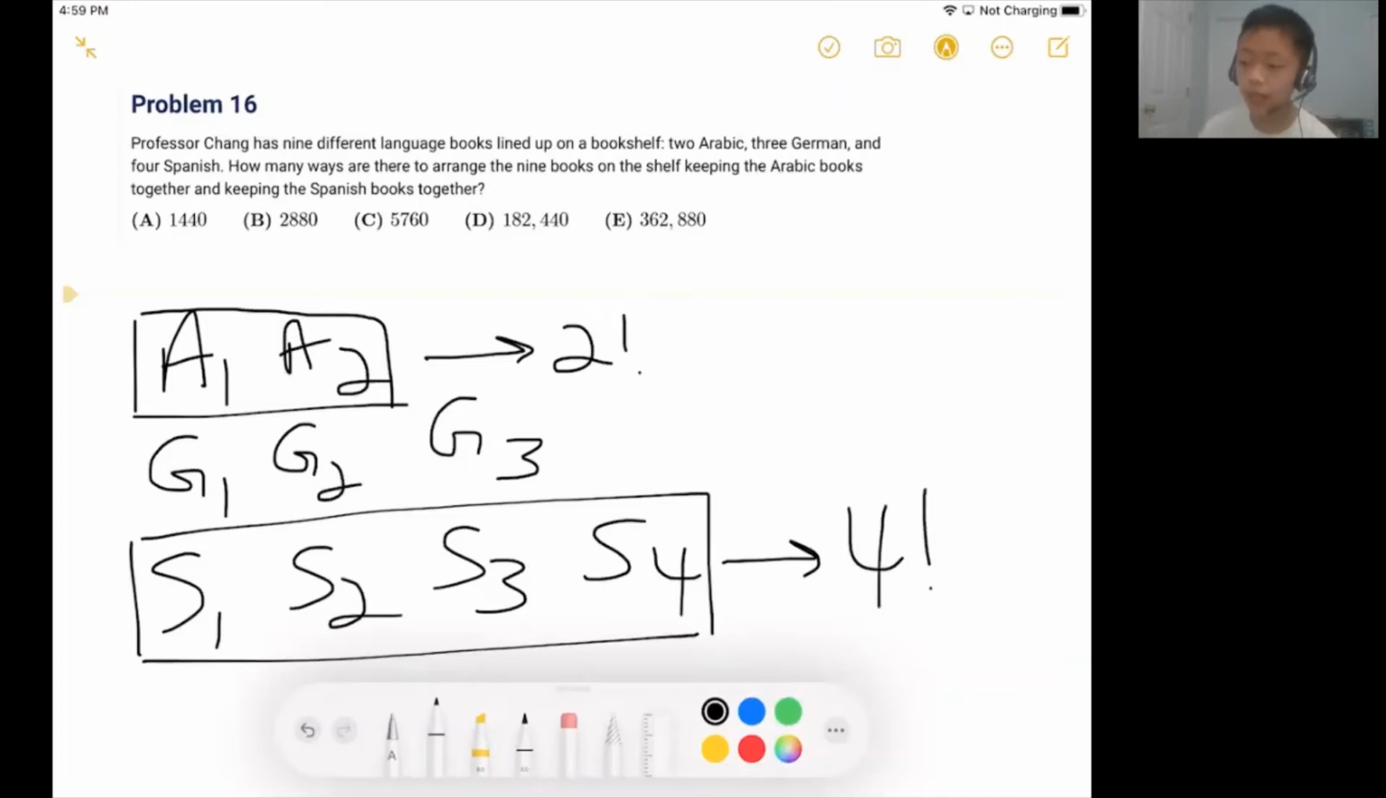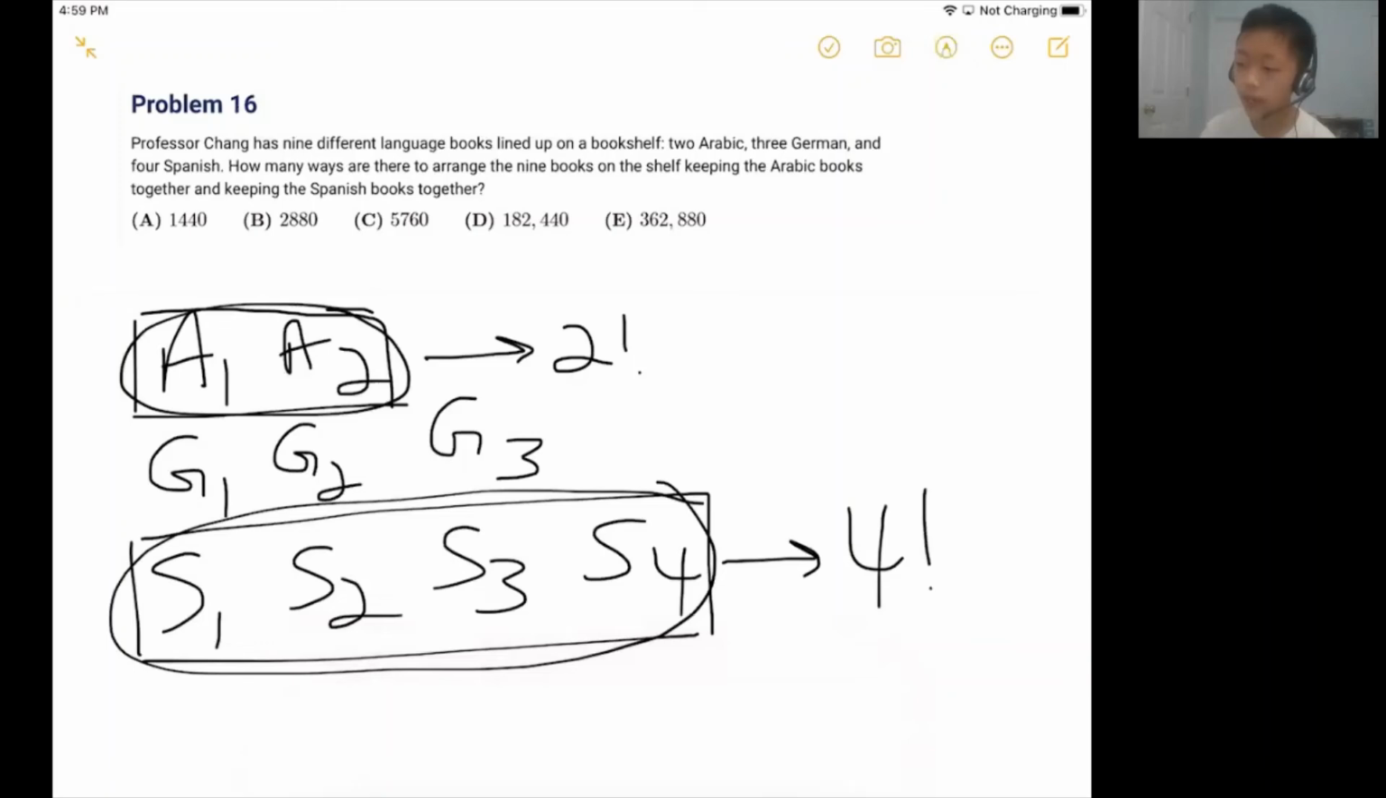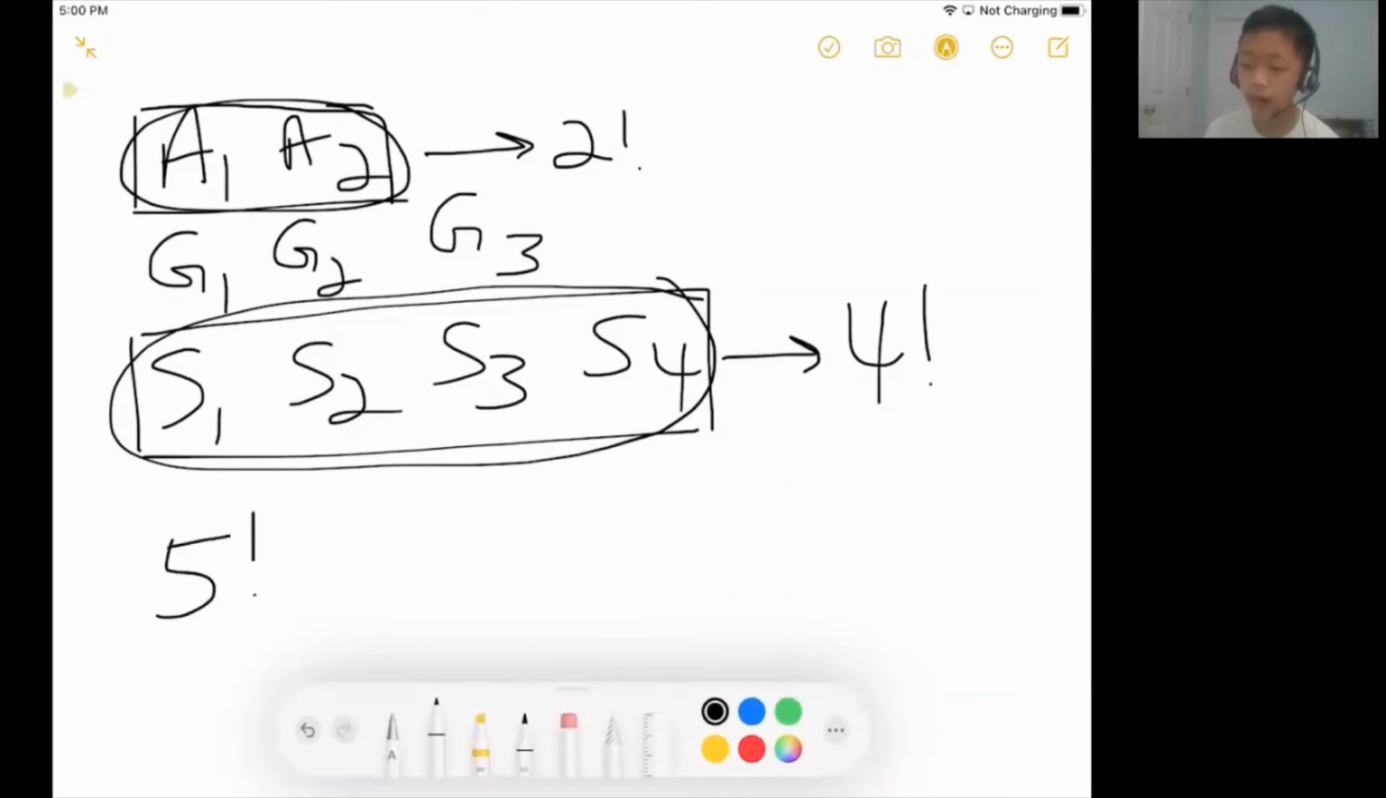So if we keep the Arabic books as a bundle, and keep the Spanish books also as a bundle, we can think about the Arabic books as one gigantic book and the 4 Spanish books as another gigantic book, since we want to keep them together. So we can pretend there are only 5 books: the Arabic books, the Spanish books, and the 3 German books. So there are only 5 kinds of books technically. So there are 5 factorial ways to arrange them.